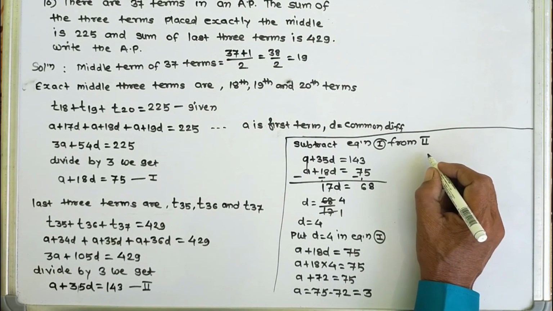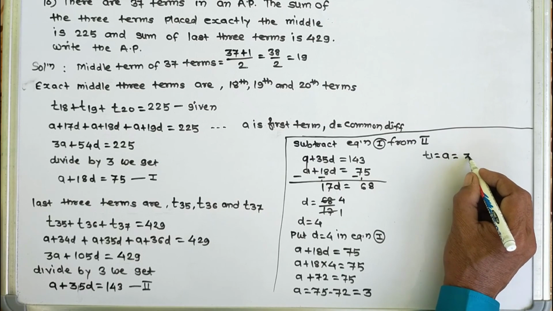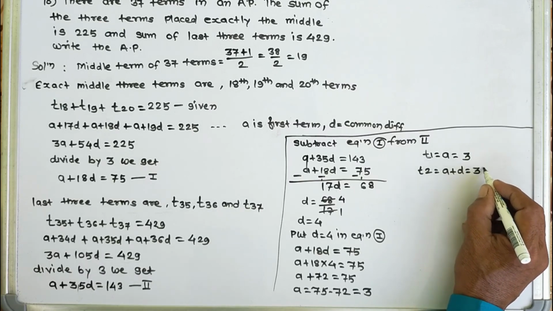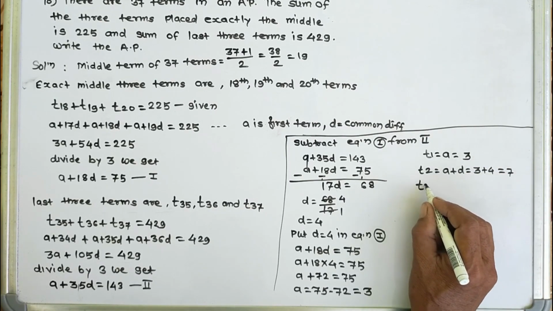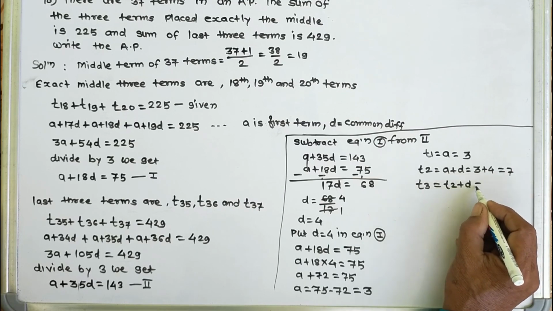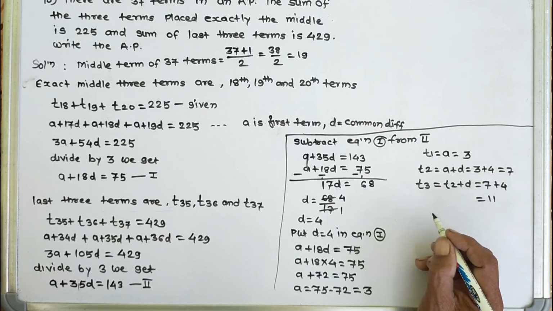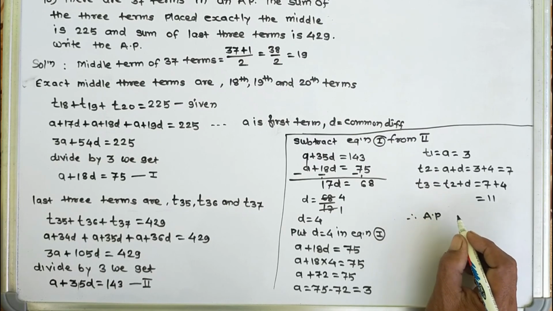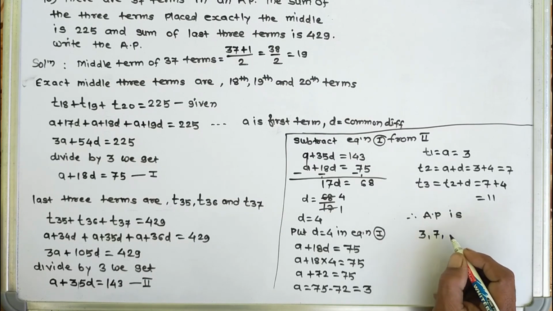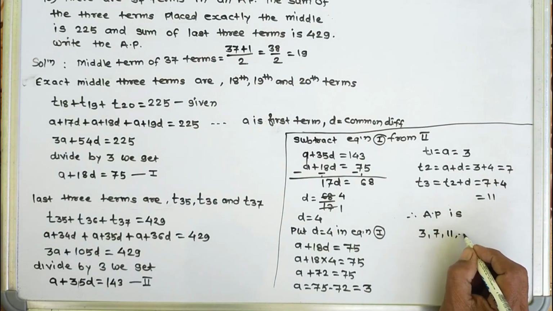So here t1 will be equal to a, and that is 3. t2 is a plus d, that is 3 plus 4, which is 7. t3 will be equal to again t2 plus d, which is 7 plus 4, and this will be equal to 11, and so the AP is here 3, 7, 11 and so on.